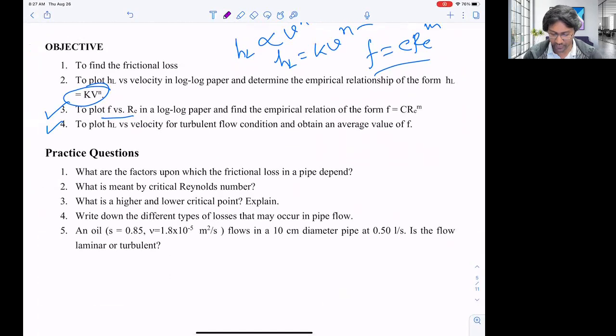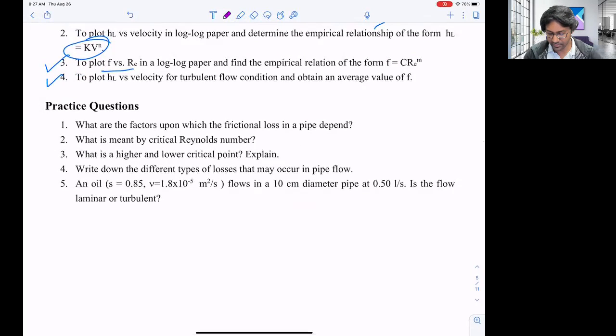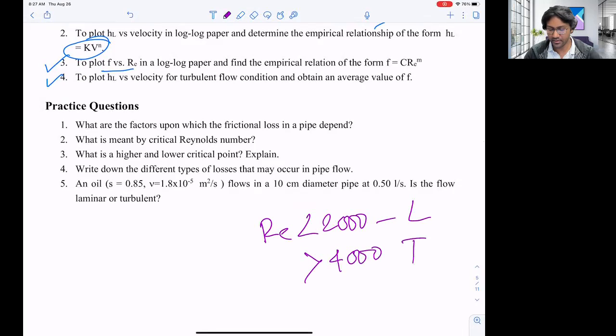And what is meant by critical Reynolds number? I just mentioned that if the Reynolds number is less than 2000, the flow will be laminar. If it is greater than 4000, then the flow will be turbulent. In between this range, it will be transitional. So these are the critical Reynolds numbers, right? Upper critical, and that is the lower critical. So what are the higher and lower critical points? These are the higher critical point and lower critical point, right?